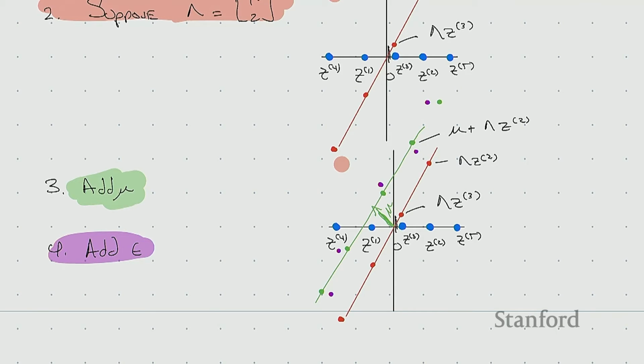So for example, this character here is mu plus lambda z2 plus epsilon 2. And epsilon 2 is the noise. And notice the noise is in a different direction for each one. Right? By the way, this is in the high dimensional space, in dimension D. Okay? So what's going on here?